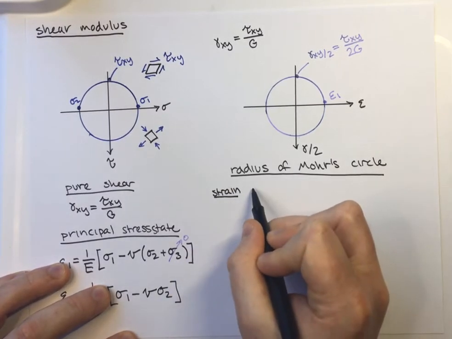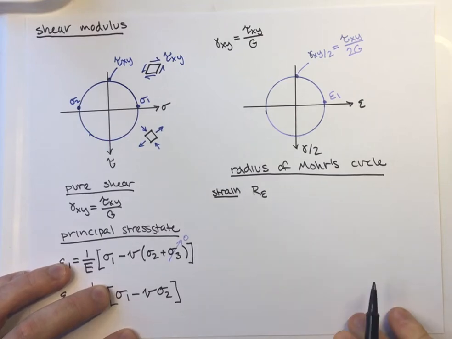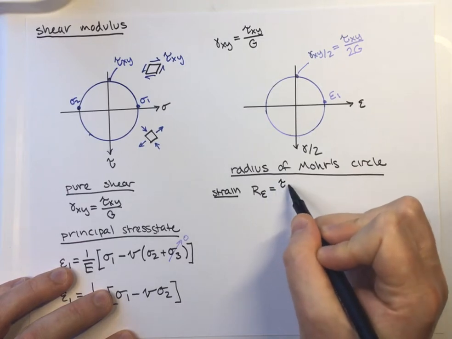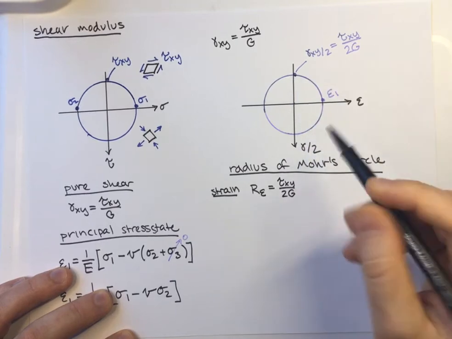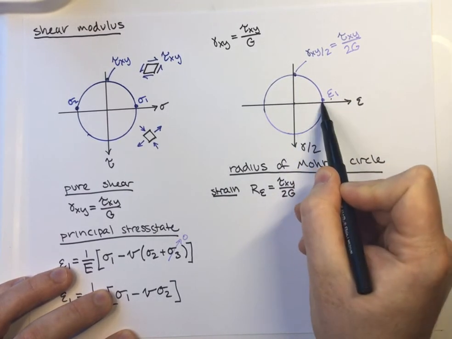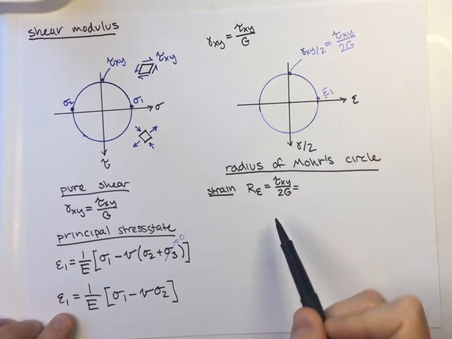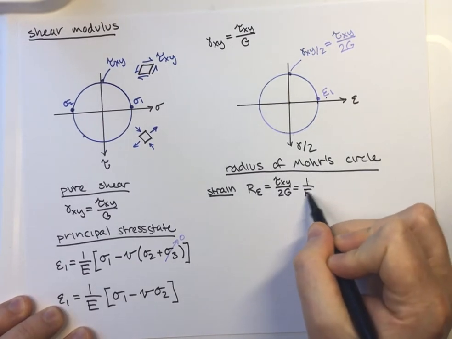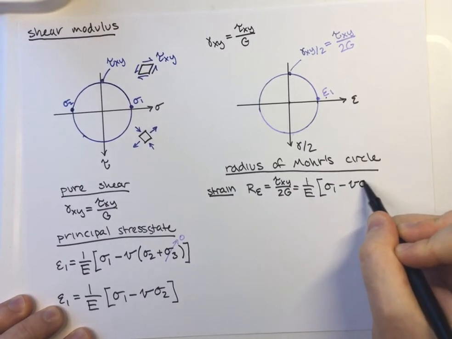Okay, so I'm going to say the radius of the strain Mohr circle, which I'm going to give an arbitrary name, I'm going to call it the radius epsilon, so we know it's strain. We said that was going to be equal to tau xy over 2G, right? That's the distance from here to there. And we also know it's the distance from here to there. And if that's the truth, then all we need to do is put in epsilon 1 here. That's 1 over E times sigma 1 minus nu, Poisson's ratio, times sigma 2.